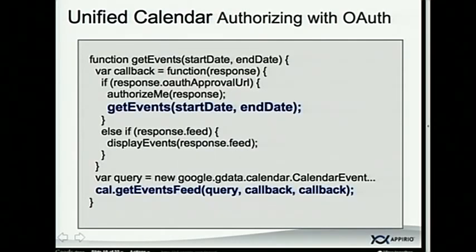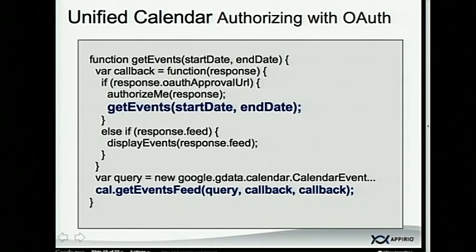Okay, so now we have the dates, now we need to go and ask Google to get us all of the events for that date range. And this is an important pattern you'll see. It's not as well documented as I think it should be, but once you get the hang of it, it really makes writing gadgets easier, and that is: always assume that the user isn't authorized.